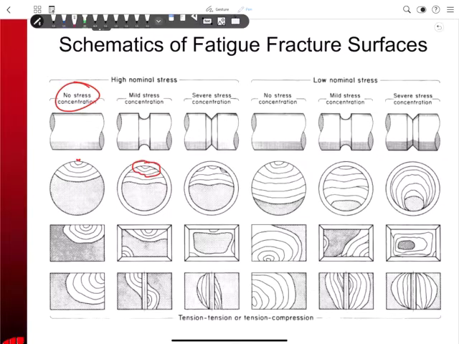If there's a severe stress concentration, you might get beach marks that start at several different locations, and then the same thing happens. So the high nominal stress, so large area fractures.